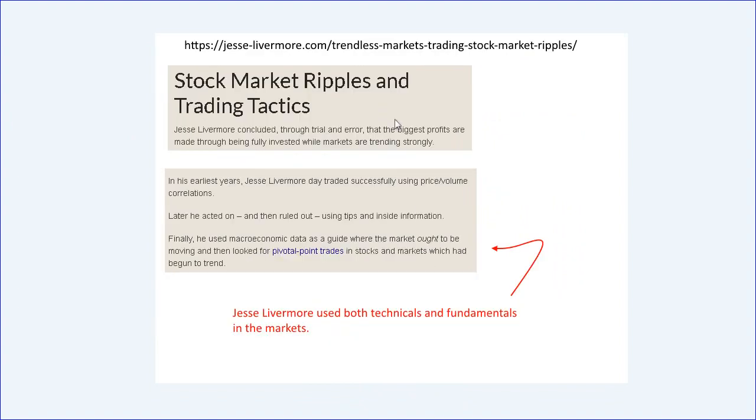Jesse Livermore, in his early days, day traded using price and volume. Then he wandered on to tips and inside information. Back then it was legal for a while, I believe, and then it became illegal. But finally he used macroeconomics. He became a fundamentalist and a technical trader all in one, like modern day macroeconomic traders, or what they call the macro trades.